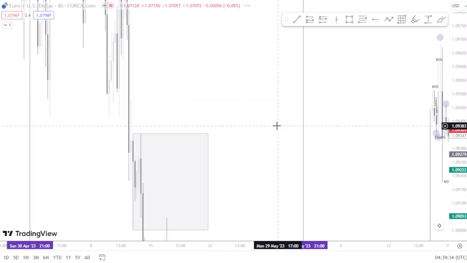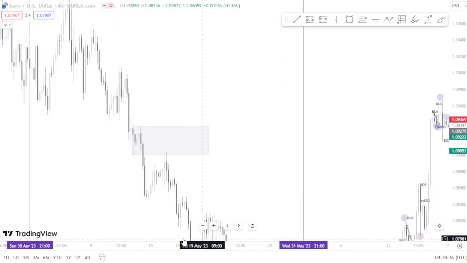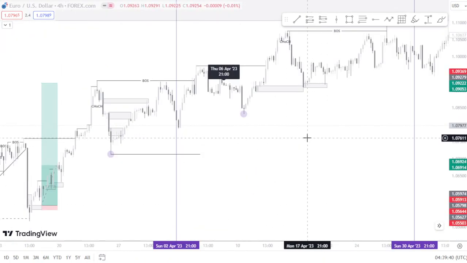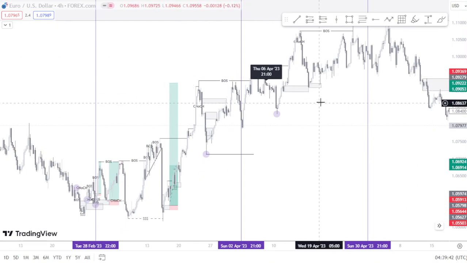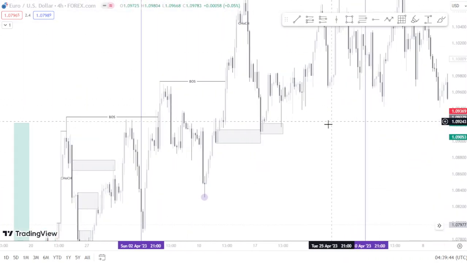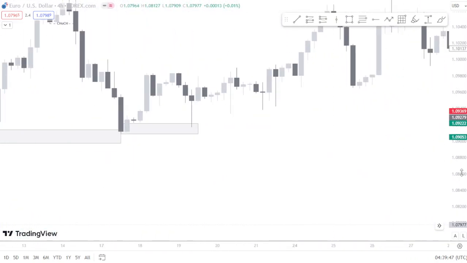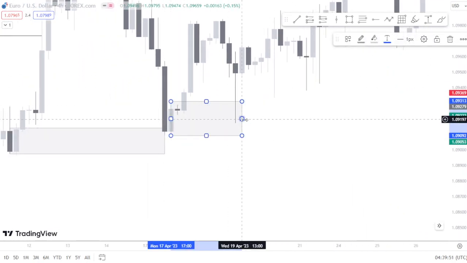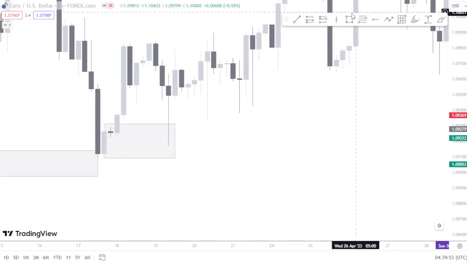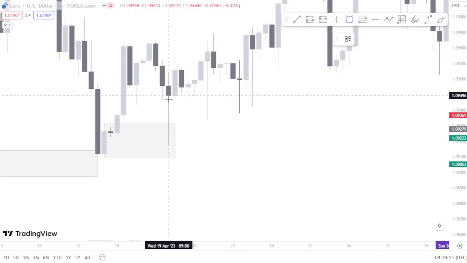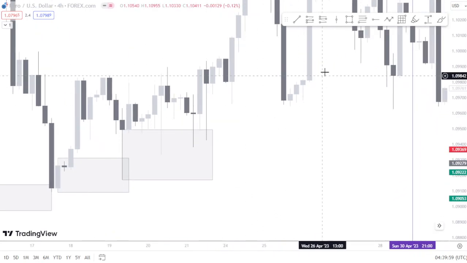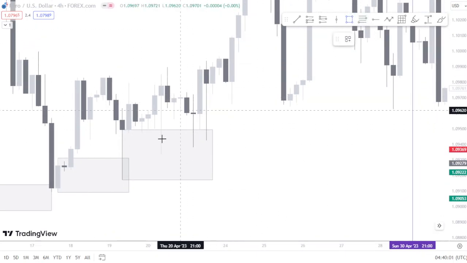4 hours. Okay, so let me go back to April 7th. Where are we? Okay, this is where we are. So in the 4 hours, we can have this zone here, right? We have that zone on the 4 hours, mitigated by where? This fractal candle, this fractal wick, sorry. Where do we have this mitigation next?